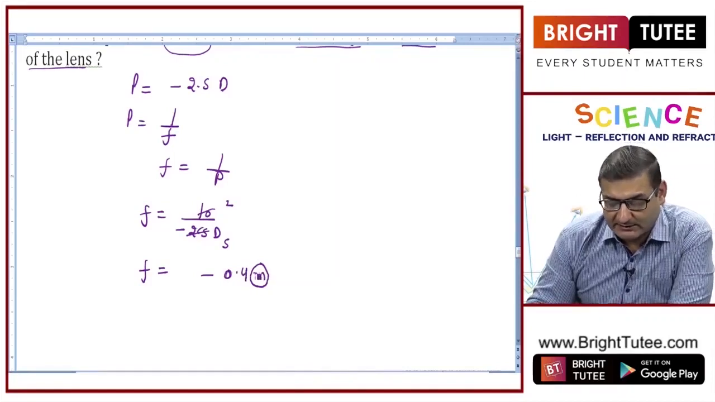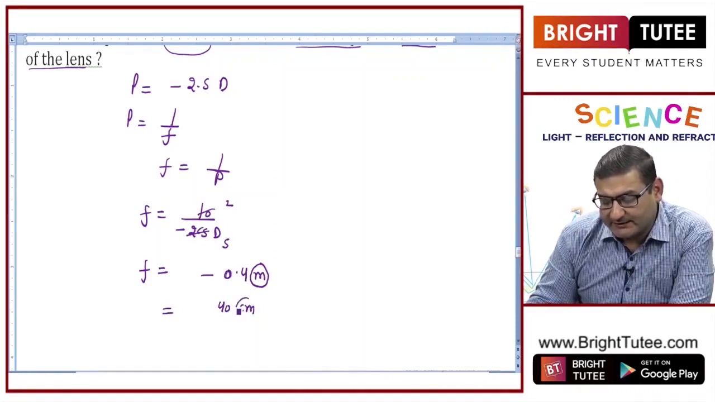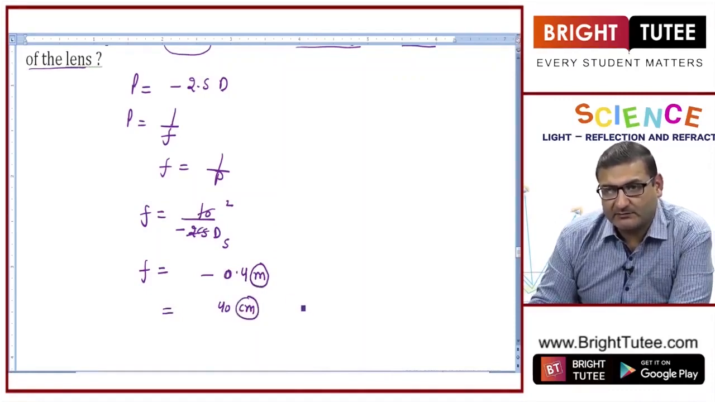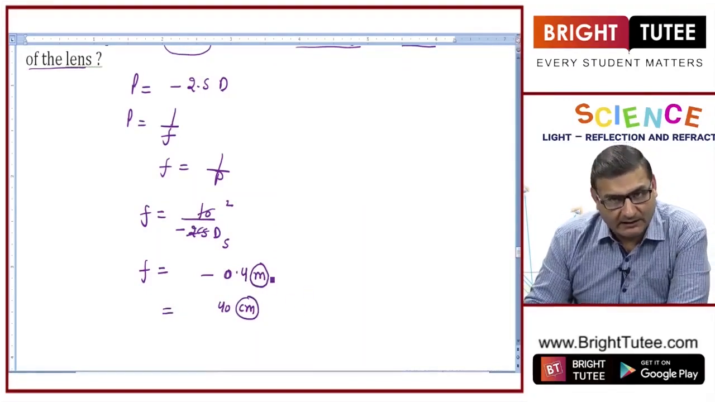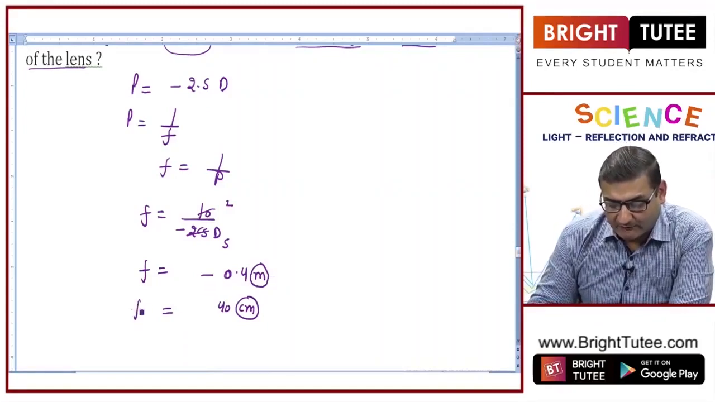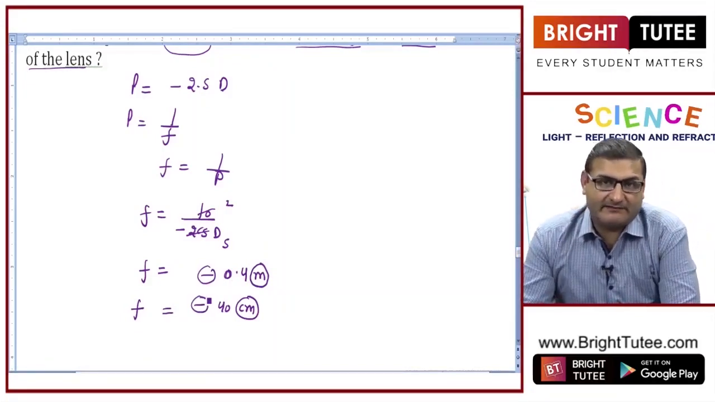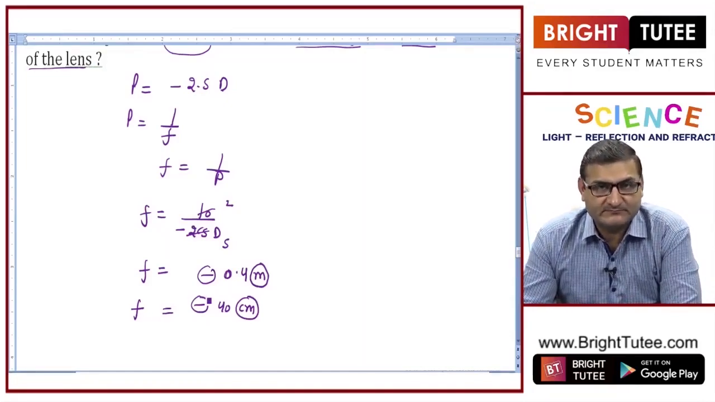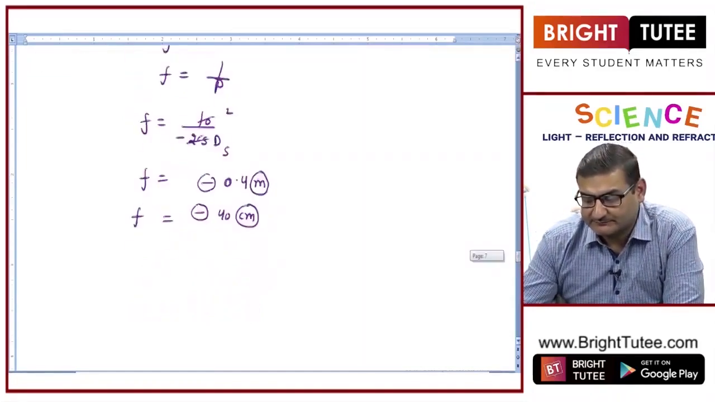So, the focal length of this particular lens is 0.4 meters, or we can say that it comes out to be 40 centimeters, converting meter into centimeter by multiplying it with 100. Fine. So the focal length of this lens is 40 centimeters. This minus sign simply indicates that it is a concave lens, or the focus is formed in front of the lens. Fine. Let us see another question of it.